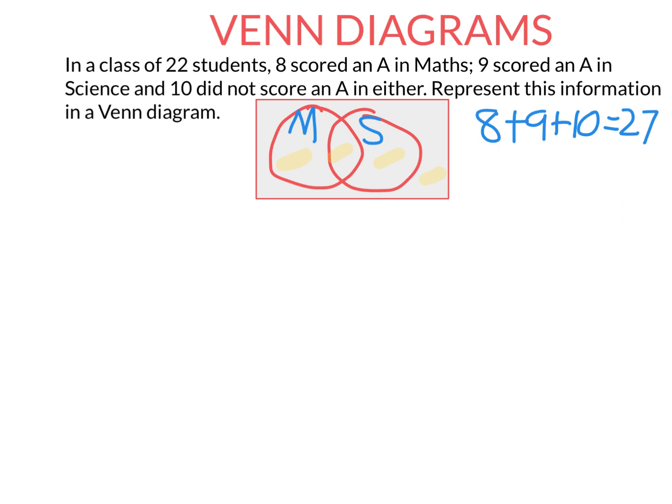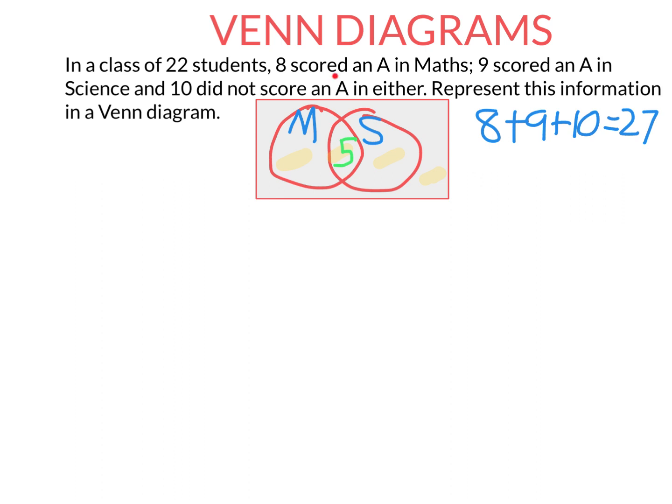The only way this is possible is if I counted 5 students in the maths category and then counted them again in the science category. So however many you have overcounted, go in the middle. That's the number that's both. Because I overcounted by 5, 27 is 5 more than 22. There must be 5 students in both sets. So now I can populate the rest of the numbers.